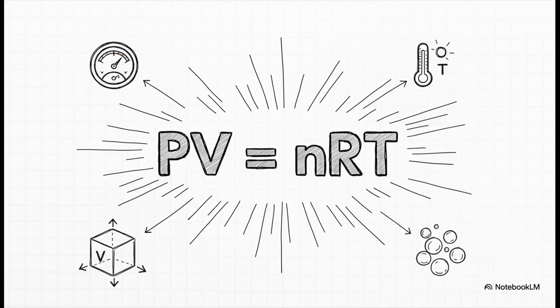And there it is, the ideal gas law. PV equals nRT. This is the master equation. It wraps up all those other laws we just talked about into one neat package. Pressure times volume equals the number of moles times this special number called the ideal gas constant, which we call R, times the temperature. It connects all four of our variables in one single beautiful statement.